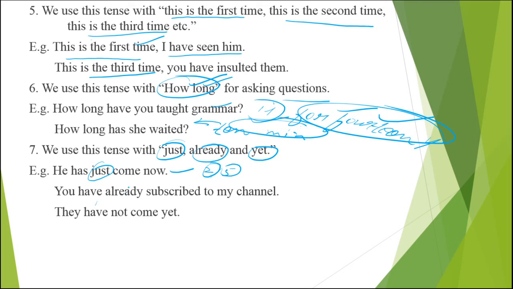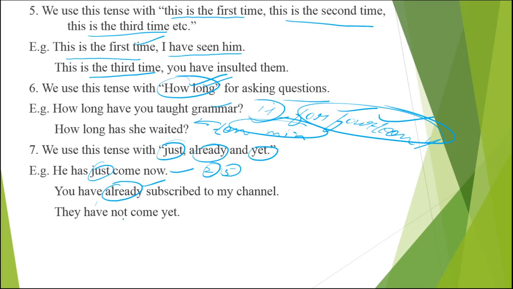but that is just a moment. In the same way, we have got second example, you have already subscribed to my channel. Already means that action is being done before my saying. So this is what, when something is done before saying of someone, that there you'll be using already.